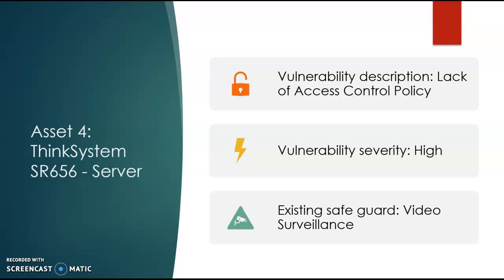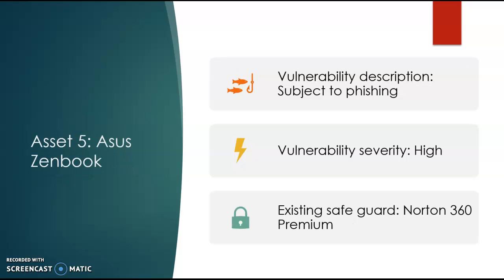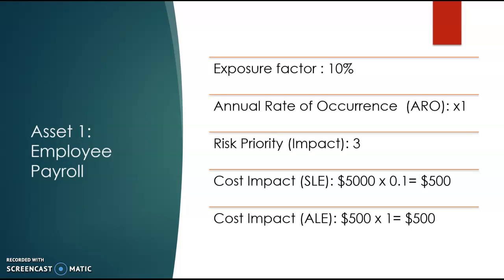For server 2, the only safeguard it had was video surveillance, but the severity is really high, and the vulnerability could be lack of access control policies that could cause any harm to it. The Asus ZenBook laptop is only protected by an antivirus system, but the severity is really high, and it is also subject to phishing.